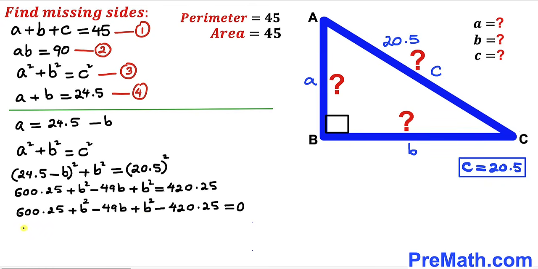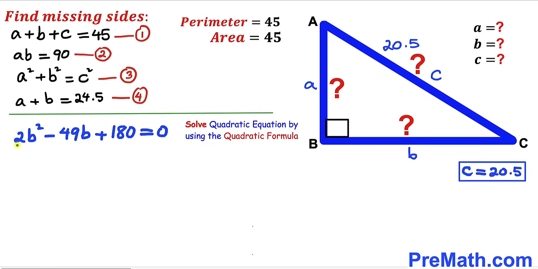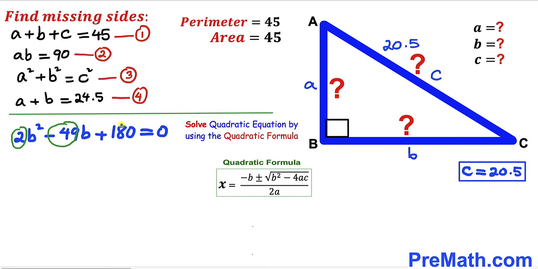So therefore we are ended up with 2 times B square minus 49 times B plus 180 equal to 0. So thus we are ended up with this quadratic equation, and we are going to solve for B by using the quadratic formula. And here's the quadratic formula that we will be using. And in our case, our A value is going to be positive 2, B value is negative 49, and C value is going to be 180.